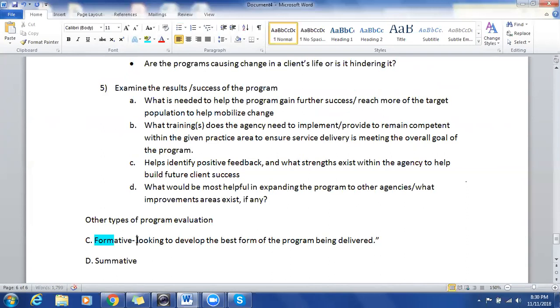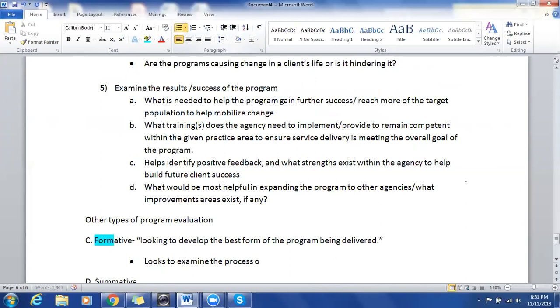delivered. So that's not really essentially like a textbook version, but that's the quote that I would shove in there, is like, we're looking to develop the best form. So if you see the word form, it's like, oh, we're trying to make sure this is formed correctly. So what does that actually look like? It looks to examine the process of forming a program and identifies ways to improve it to produce the best possible product.